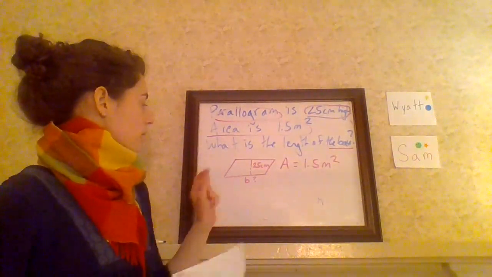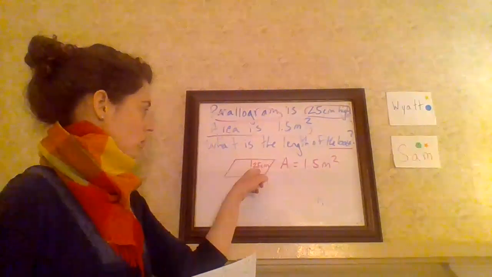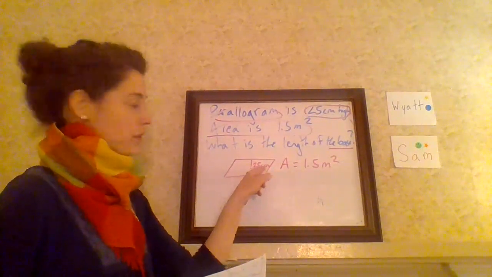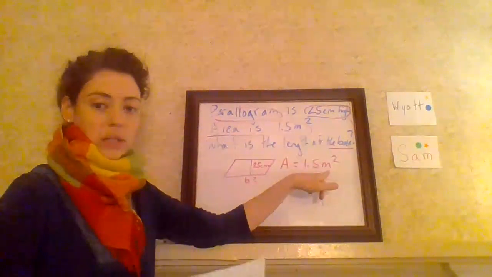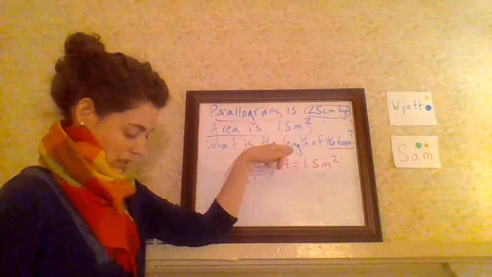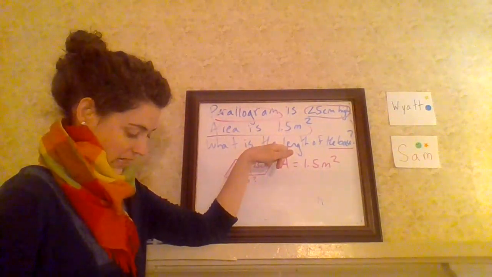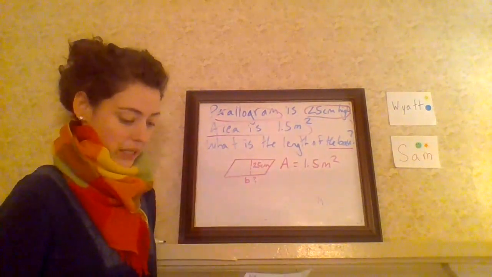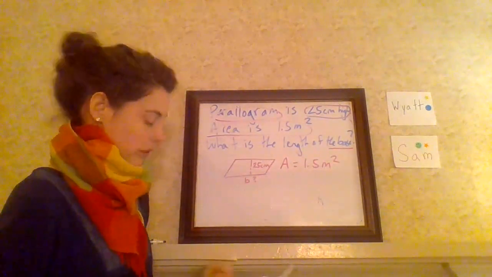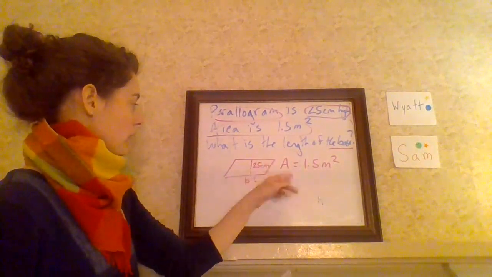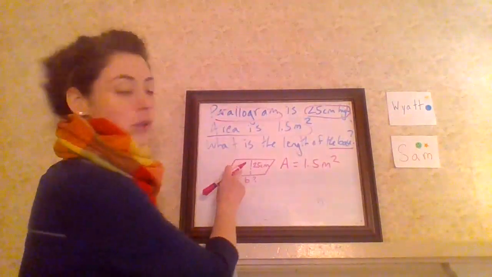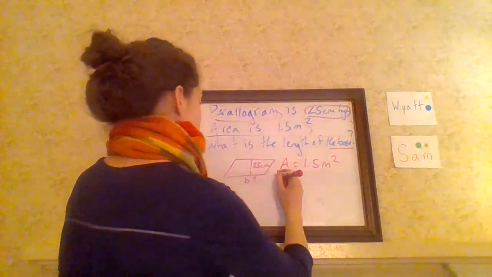So we can either convert this to meters, which would be 0.25 meters, or we can convert this to centimeters squared, which would be, what is that, 15,000 centimeters. So I'd like to stick with something smaller, so I would stick with converting this to meters, but you can do it either way. Either way is fine.